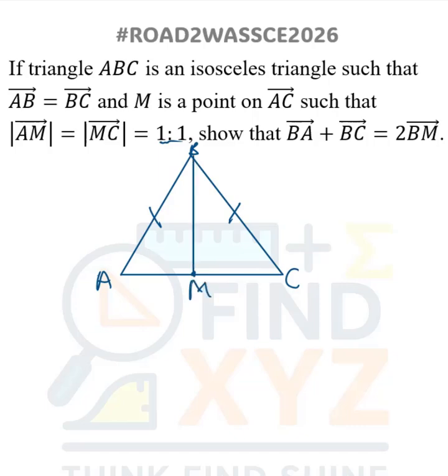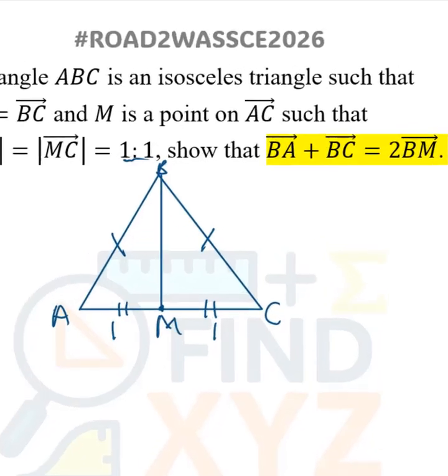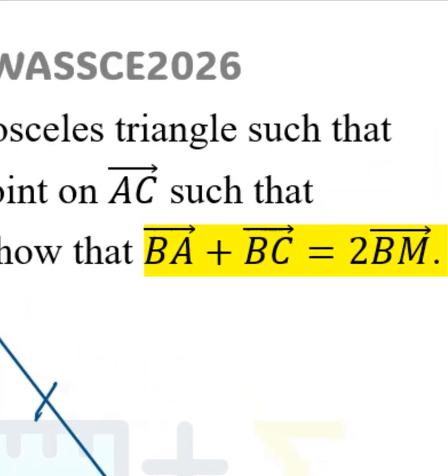Now we are told that the magnitude of vector AM is equal to the magnitude of vector MC. So I also indicate that this A to M is the same as M to C. And what is the magnitude? 1:1. Then we have been tasked to show that vector BA plus vector BC will give us twice of vector BM. Also, I would like to start with vector BM.